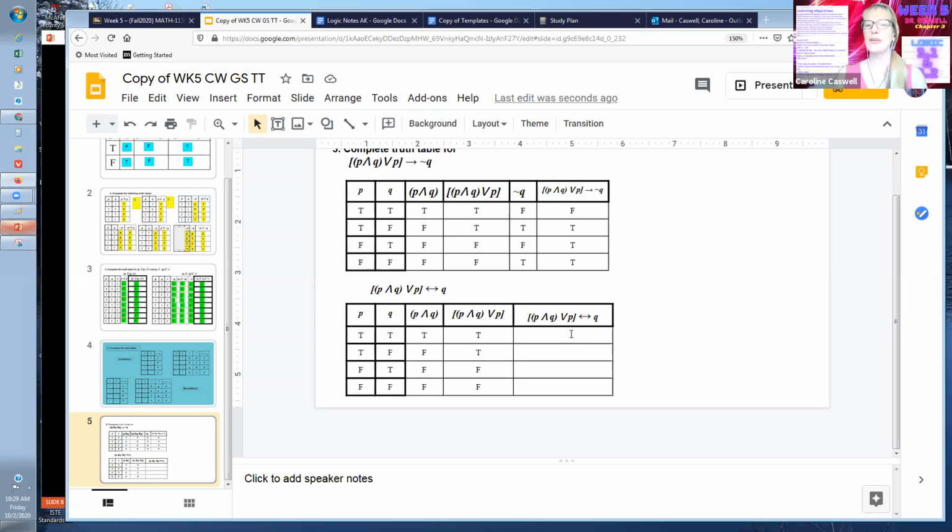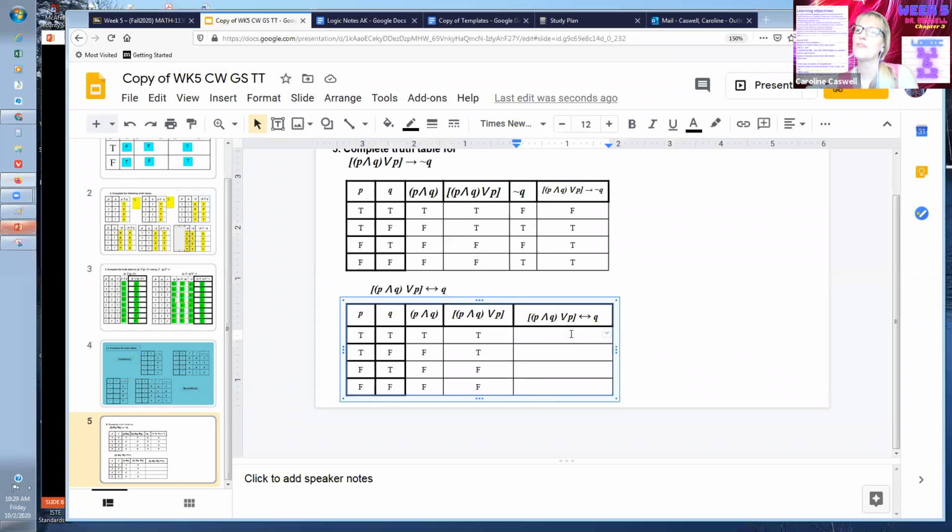So what's the key with if and only ifs? What are we looking for? Two trues or two falses. Exactly, we're looking for the same. So as long as you have the same, you have true. If you don't, it's false. So we have a true, true. We have a false, true, false, false, false, false. So it's almost a tautology, but it still is not.